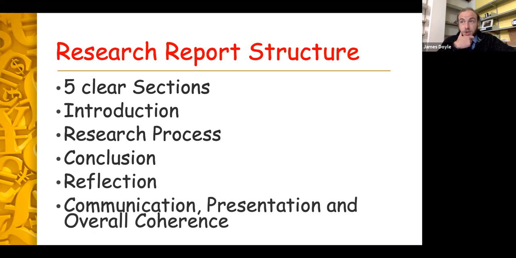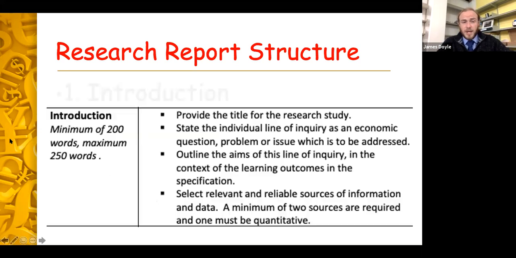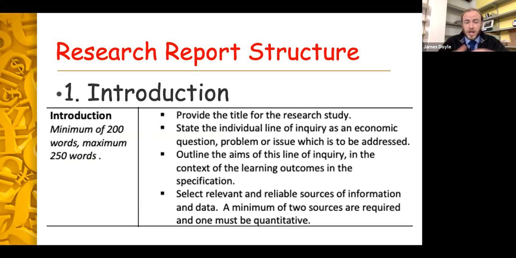In the pro forma booklet that was sent out to us all, there are 4 clear sections for students to fill out, and a clear 5th section as well in the outline marking scheme and structure that was given to us. There's the introduction, the research process, conclusion, reflection, and then communication, presentation, and overall coherence. So we're going to go through each of these sections as to what could potentially go into them.